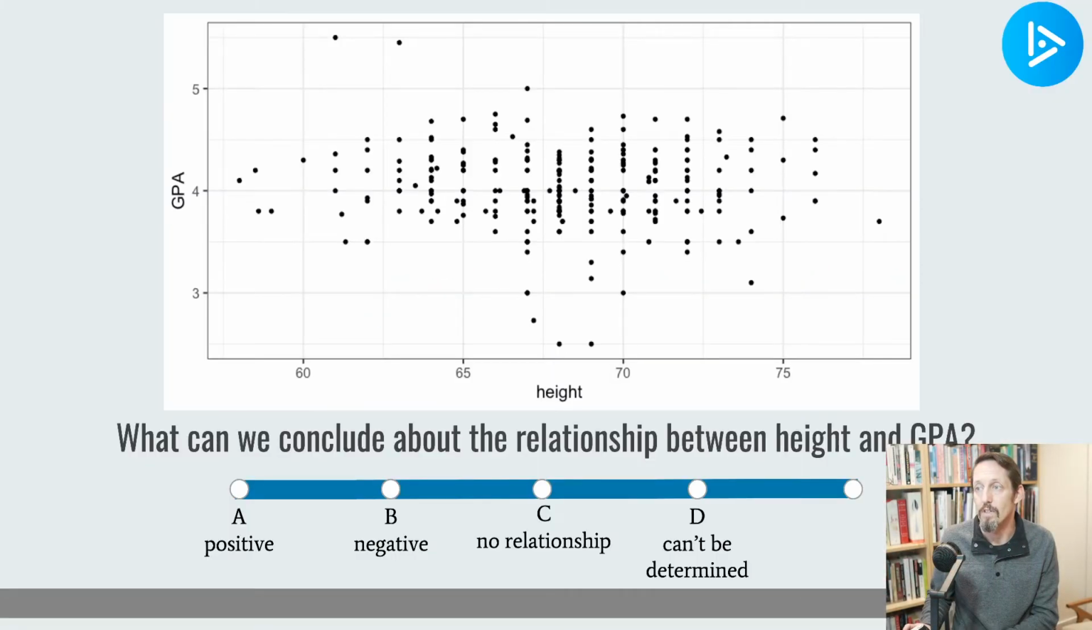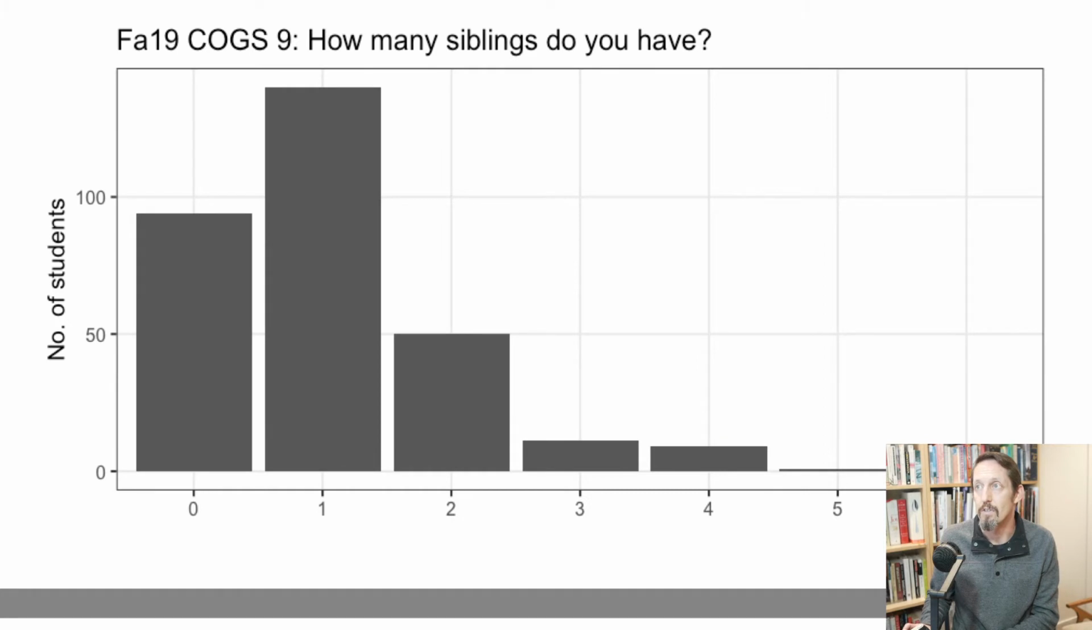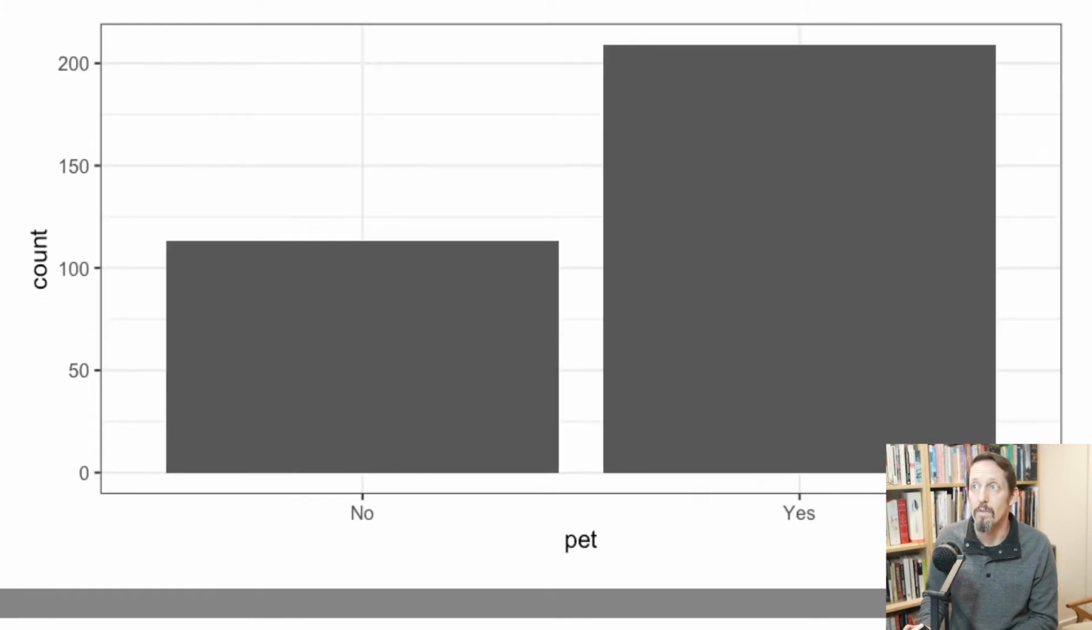Let's look at the graphs and just see. So, distribution of siblings, nice little histogram. Oh, sorry, pets. That was what was hidden underneath my own face. Pets, right? So, do you have a pet? These are two univariates, right? Do you have a pet? Yes, no. Do you have siblings? Yes, no.